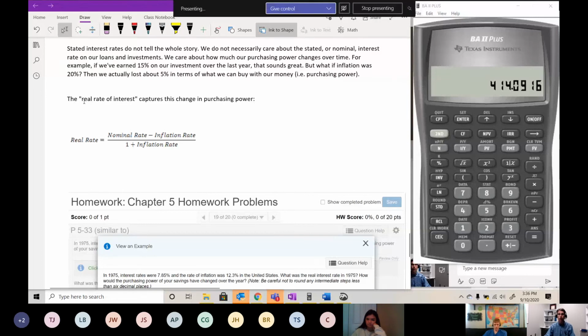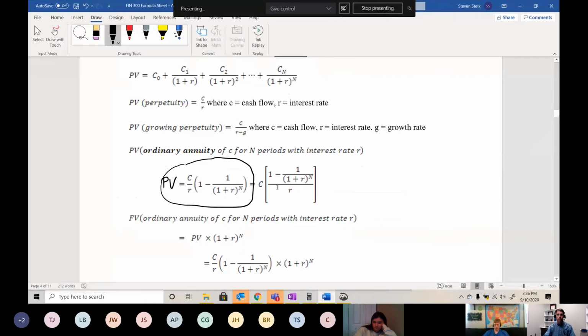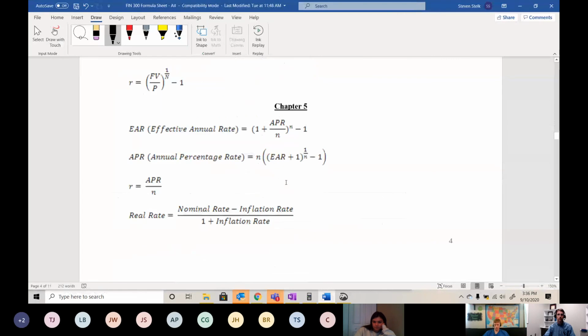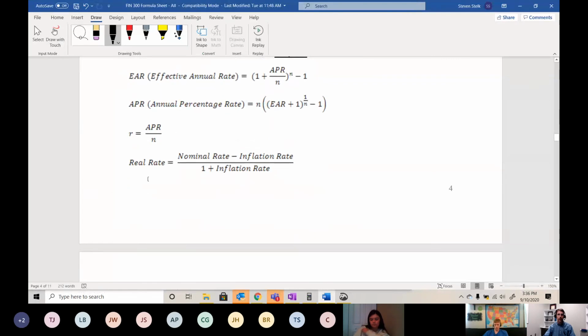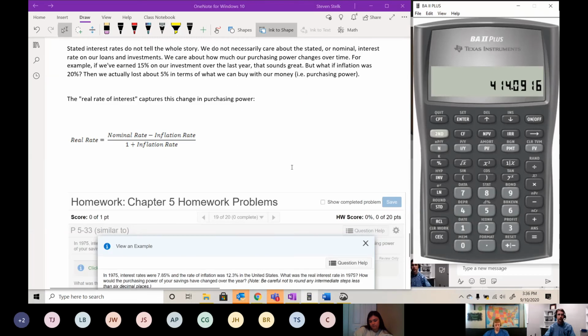And what we look at is what we call the real rate of interest. And it captures this change in purchasing power. And the formula is this guy right here. The real rate is equal to the nominal rate, where the nominal rate is that stated rate, the APR, EAR, whatever we're working with, minus the inflation rate, over 1 plus the inflation rate. And that's on your Chapter 5 formulas, right at the bottom of the page there. And I just copied and pasted that into our notes.